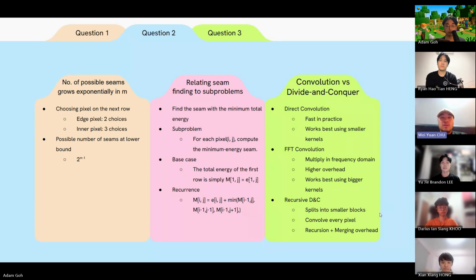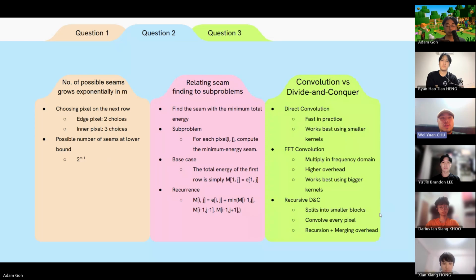Okay, thank you, Xiang. So for question 2b, we are looking at how the gradient of an image is computed and whether using the divide and conquer method will improve the efficiency of this process. As explained by Adam just now, in seam carving, we compute the energy map and we use the 3x3 Sobel filter to measure how quickly pixel intensities change. This is done through direct convolution, where the 3x3 kernel slides across the entire image.